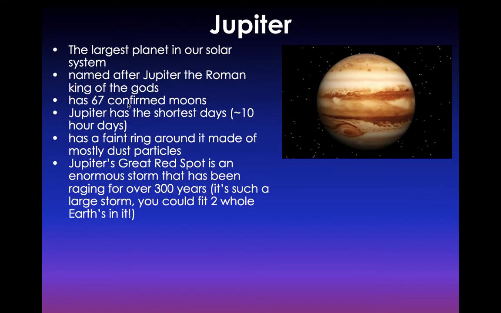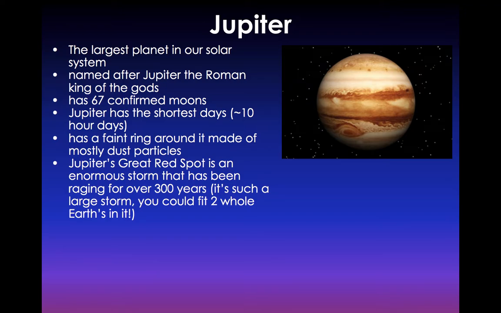Jupiter is the largest planet in our solar system. It's huge. It's named after Jupiter, the Roman king of the gods. So in Roman mythology, Jupiter was the name of the Roman king of the gods. Has 67 confirmed moons. That's a lot of moons. Jupiter has the shortest days. Their days are only around 10 hours.